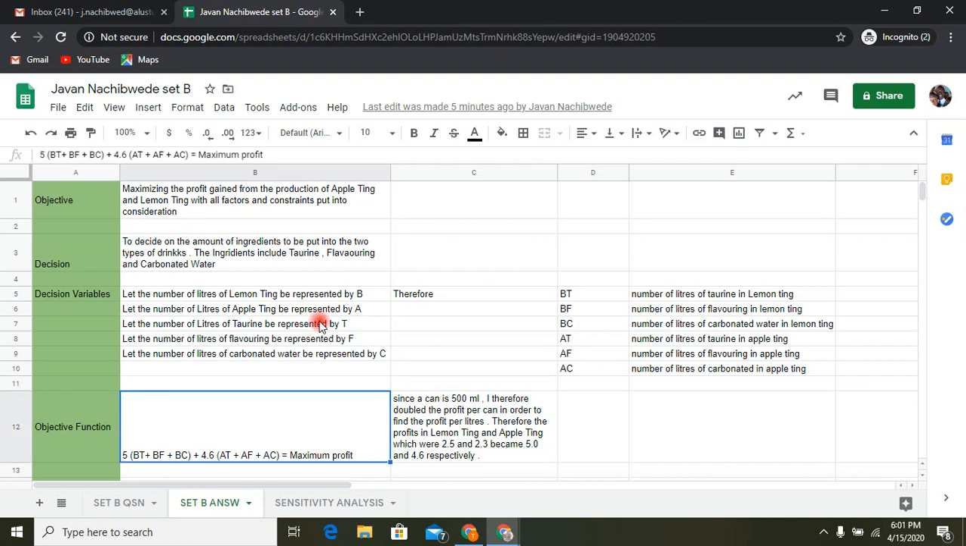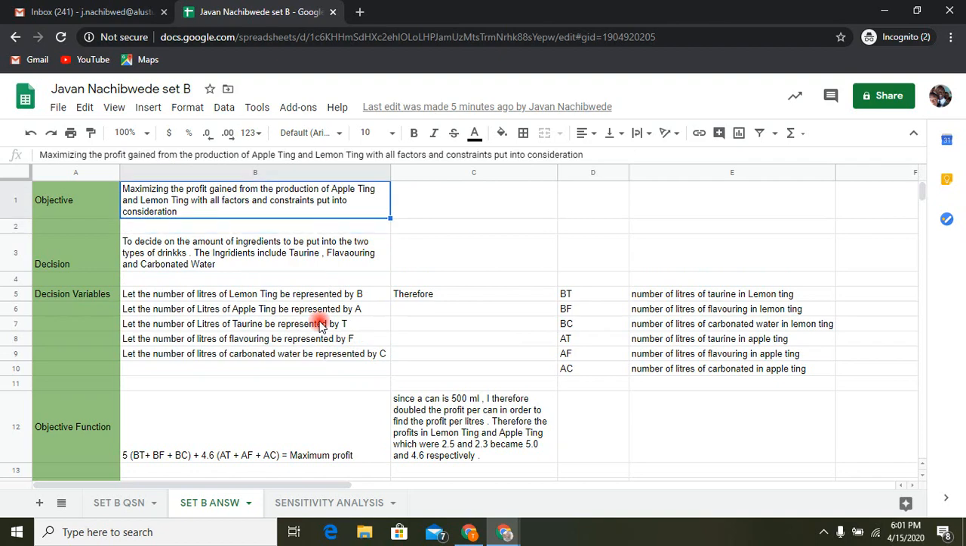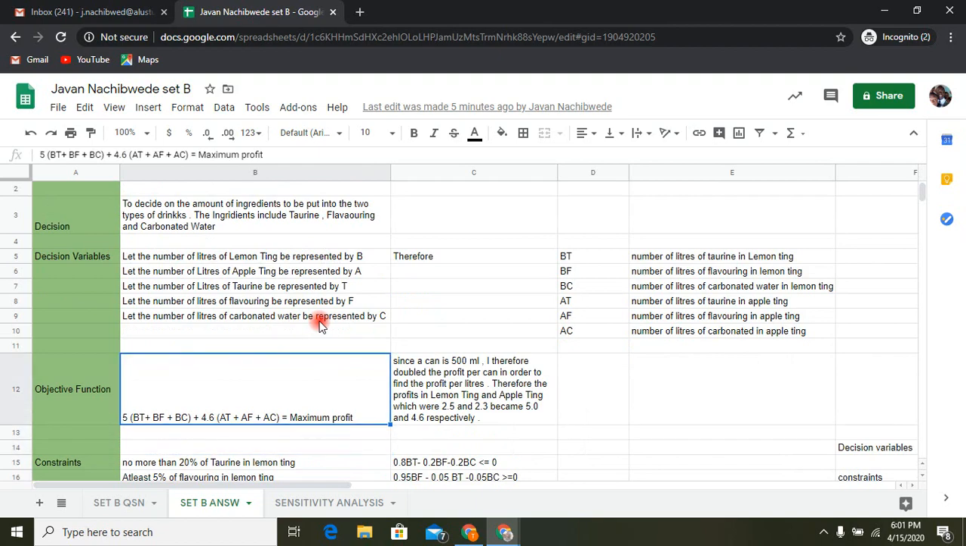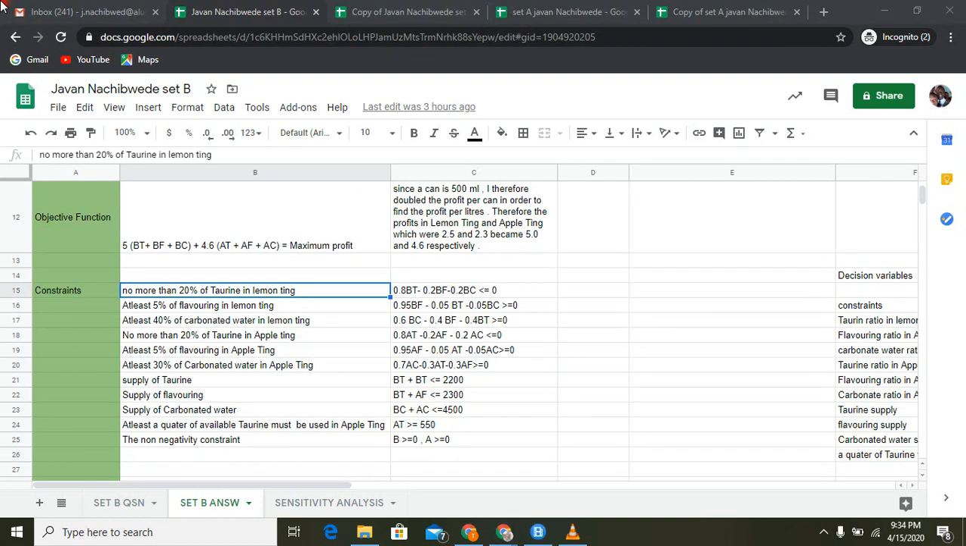So we go back to the objective function, which ties to maximizing the profit, meaning we have to check how much profit will be earned from a unit. We are told that a can is 500 ml, and each can generates 2.5 in lemon tongue. After that, we go down to the constraints, which are limitations to the model.